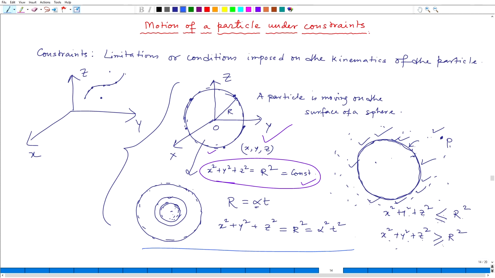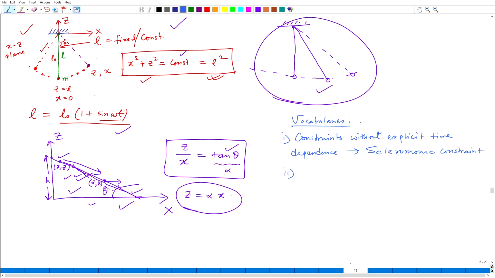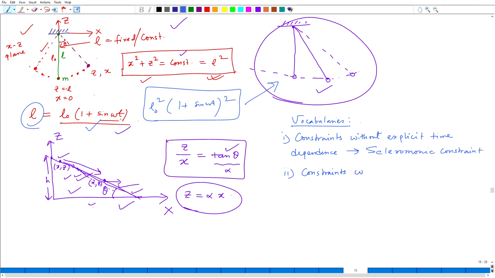Look at this constraint where the particle is moving on the surface of the sphere, but the radius of the sphere is an explicit function of time. So in this constraint you can see time is appearing explicitly. Or here where you have L square no longer a constant, but L square is simply L0 square times 1 plus sin omega t, squared, which is an explicit function of time. This is the case for the pendulum with variable length. If you have this, then you have the constraints with explicit time dependence, and we talk of a rheonomic constraint.